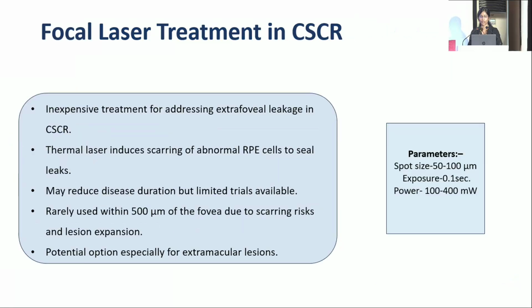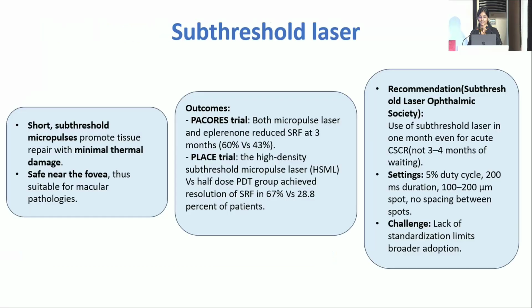We can also go for focal laser treatment in cases of extrafoveal leaks, and it is rarely used within 500 microns of the fovea. It causes thermally induced burns, thus sealing the RPE leaks. Subthreshold laser has been recommended by the Subthreshold Laser Society and can be used even within 1 month rather than waiting for 3 to 4 months. In this we give short pulses of 5% duty cycle, 200 milliseconds, and spot size of around 200 microns with no spacing in between. So there are no standardization limits.